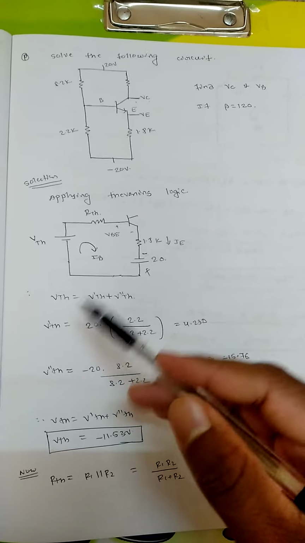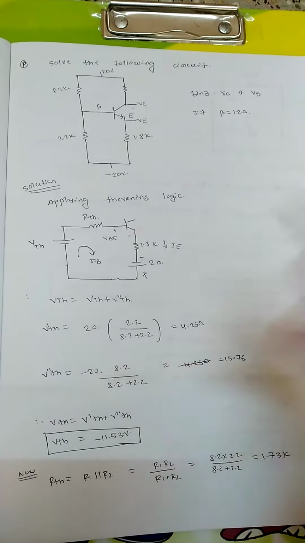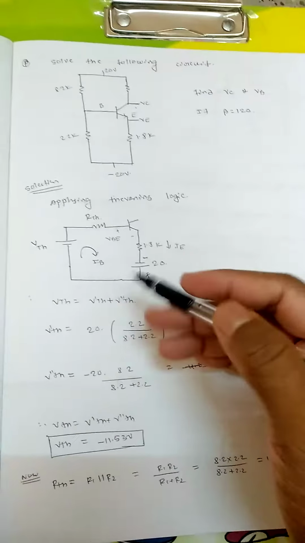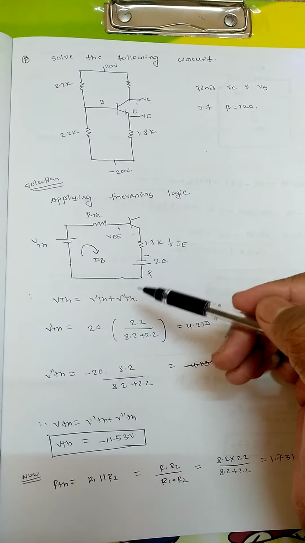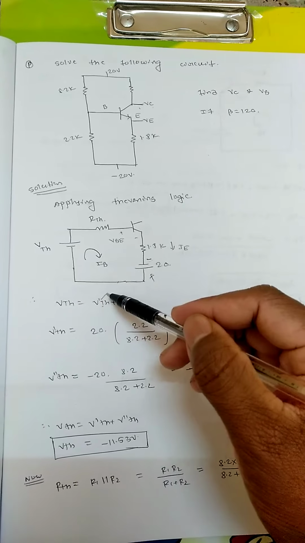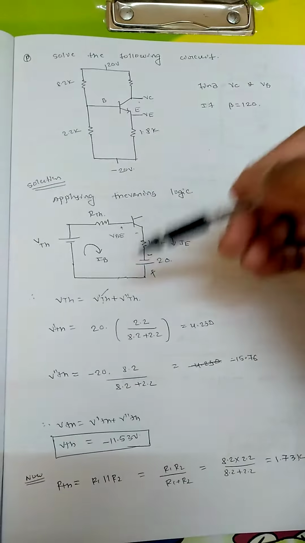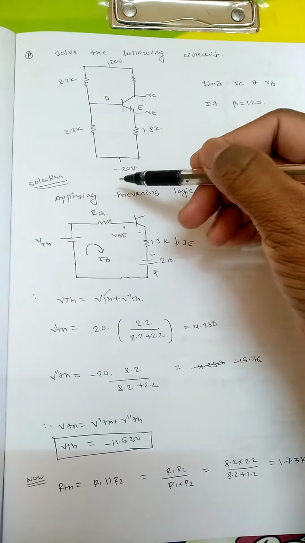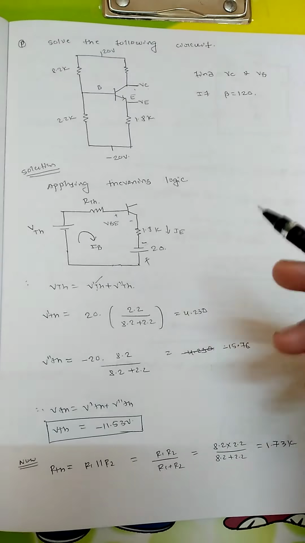Now the problem is, how can I find out VTH and RTH? If there is only one voltage, suppose 20 volt, then we can directly find the VTH term. But in this case two voltages are acting, so I need to find two terms, V dash TH and V double dash TH. V dash TH is the voltage at the base terminal when 20 volt is acting alone, and V double dash TH is the voltage when minus 20 volt is acting alone. This is just like the superposition theorem which we use in network analysis, right?